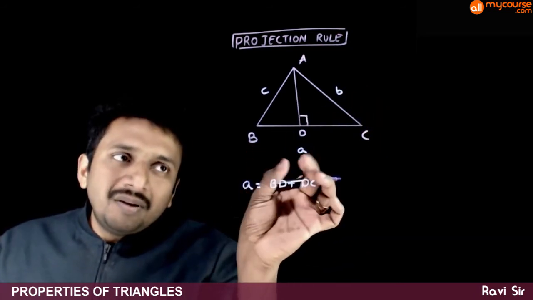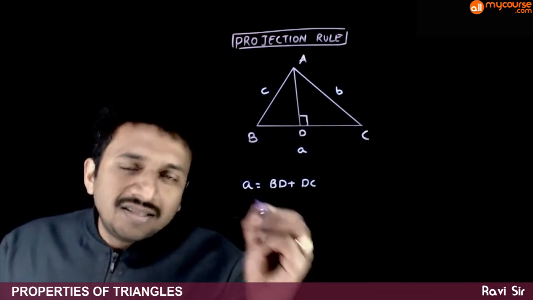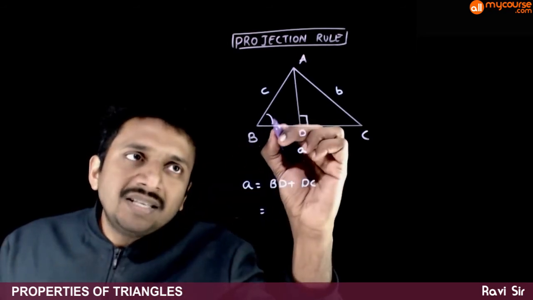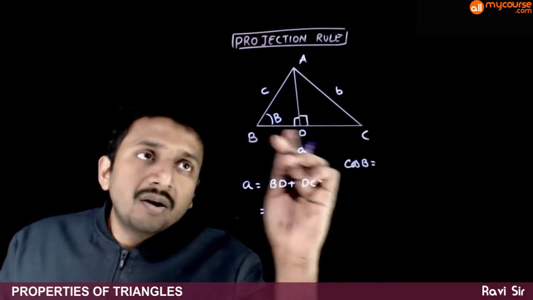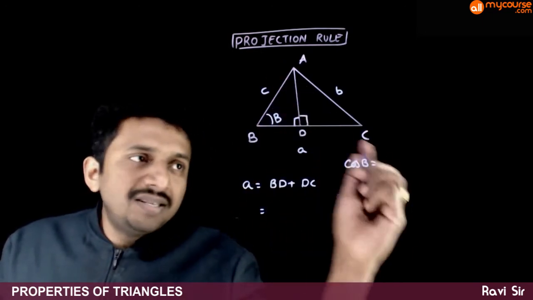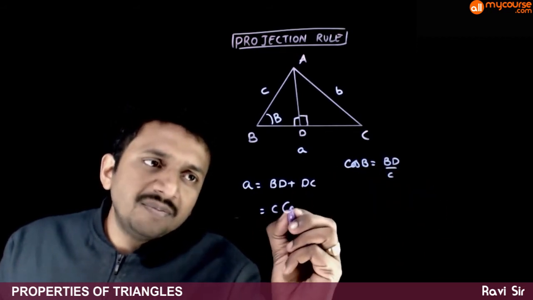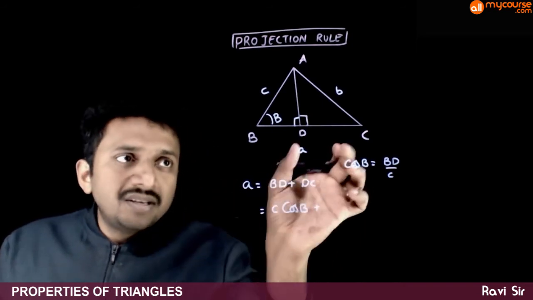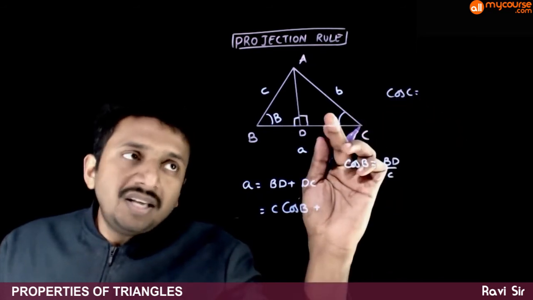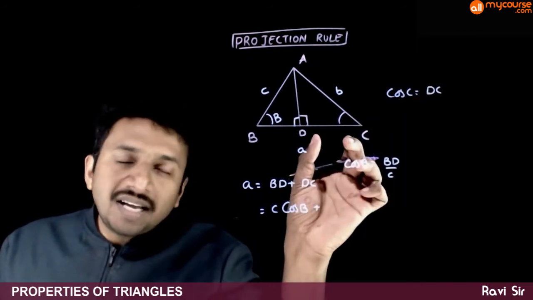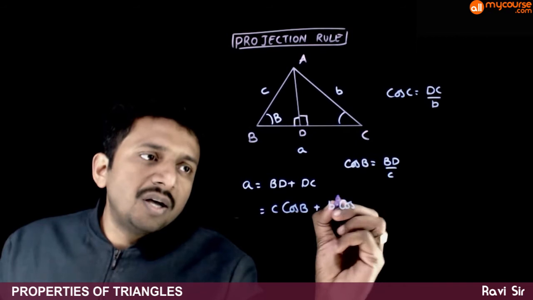So obviously the side a, which is equal to BC, has to be equal to BD plus DC, and that is equal to, what is BD? If this angle is B, this angle is 90 degrees. So obviously cos B is equal to BD by c. So BD is equal to c times cos B, plus, what is DC? If this angle is C, what is cos C? Cos C is equal to DC, the adjacent side, by hypotenuse b. So DC is equal to b cos C.